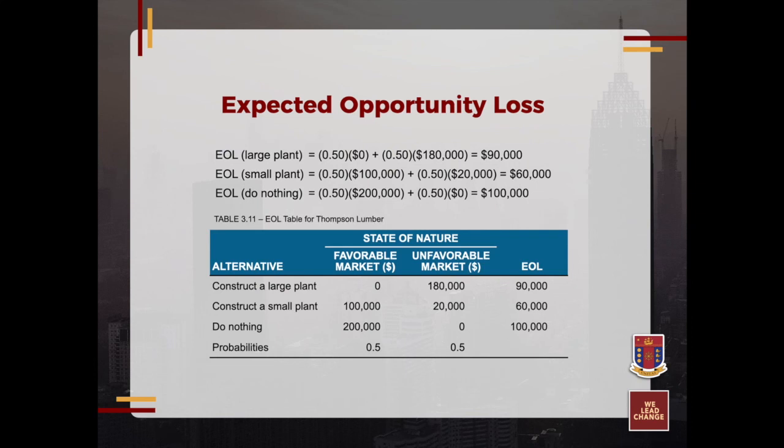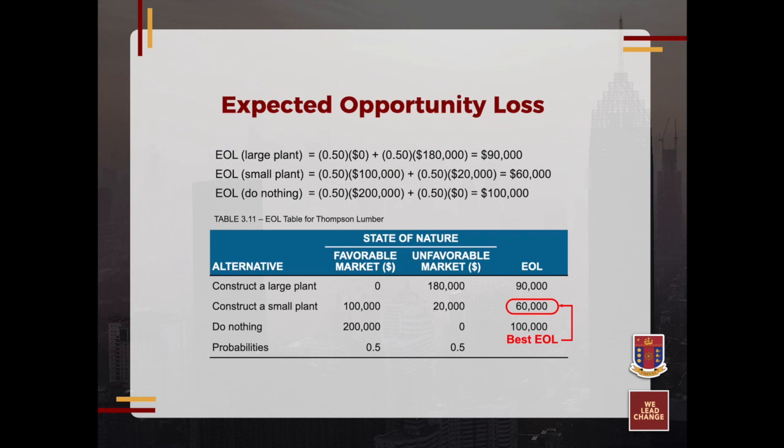Okay, remember that when you construct an opportunity loss table, it becomes quite different as opposed to the original payoff table, because with this one, you're going to choose the highest payoff and then each payoff is subtracted from it. So that's why the construct a large plant alternative has a zero payoff for favorable market, because it basically means that would be the opportunity loss if you construct a large plant as opposed to doing the other alternatives. So when you choose the best EOL, it's basically the same as computing for the EMV.